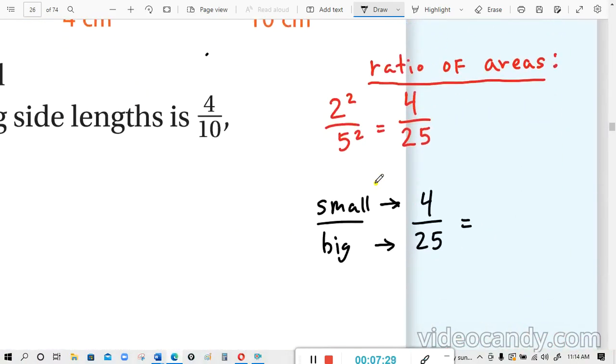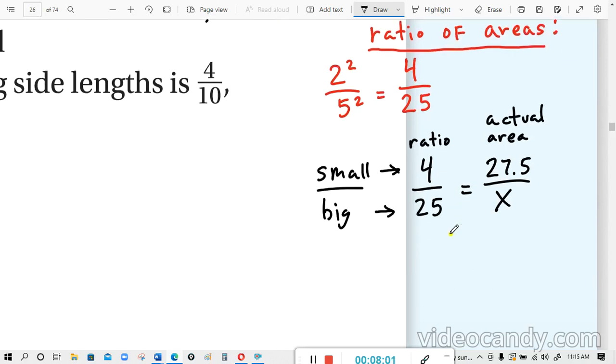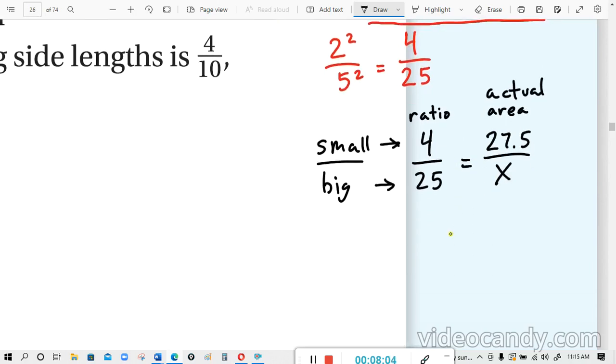So for the numerator of the small one, I'll put 27.5. And the one we're looking for, the area of the big one, I'll call it x. This fraction is the ratio of the areas, and this fraction here is the actual area. So we're just matching up the fractions, and as you know, you just cross multiply.